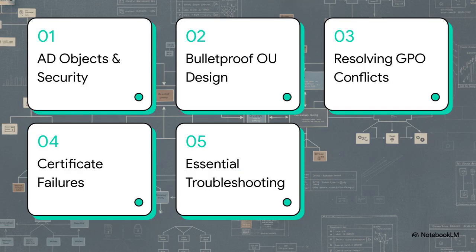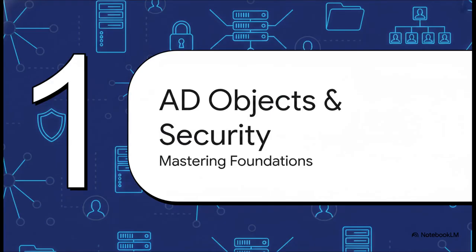We're going to look at mastering AD objects in security, bulletproof OU design, resolving GPO conflicts, catching silent certificate failures, and finally, essential troubleshooting. All right, let's dive right into Section 1, Mastering AD Objects and Security.